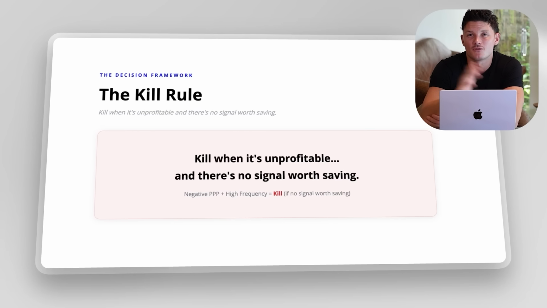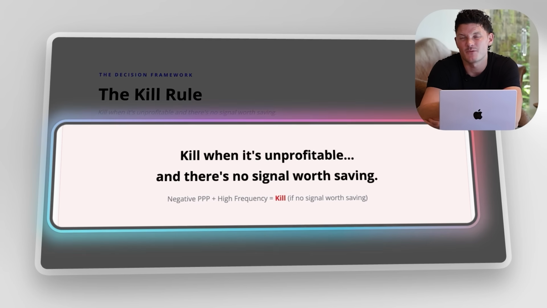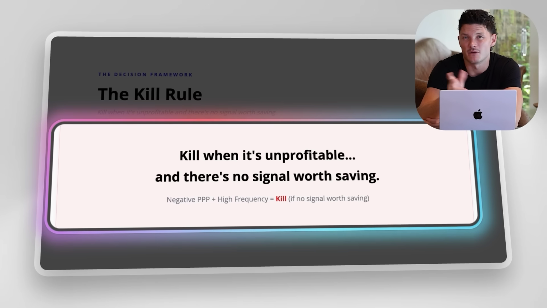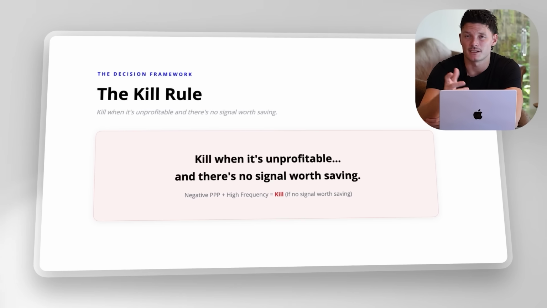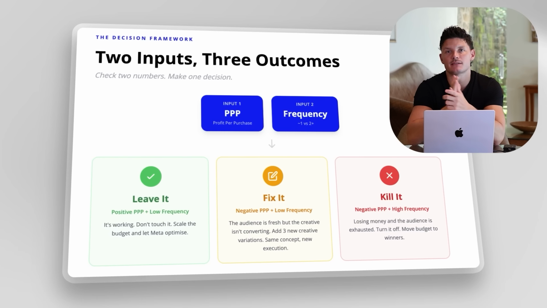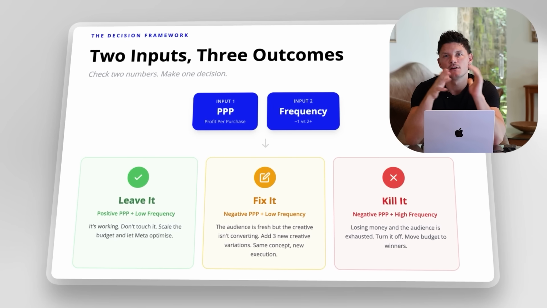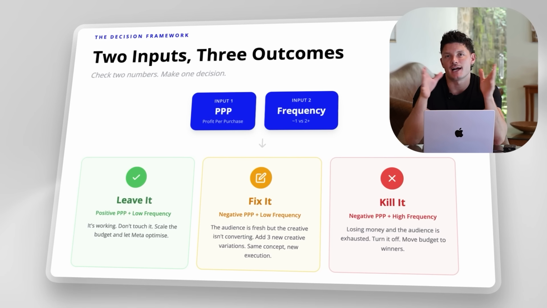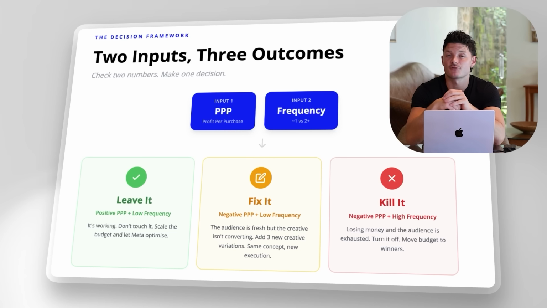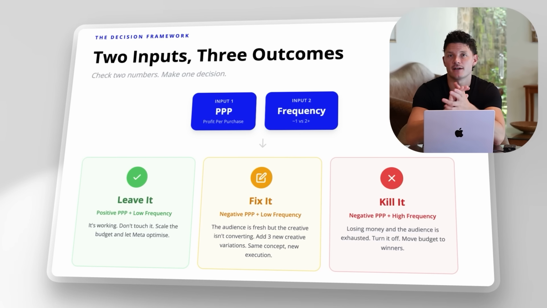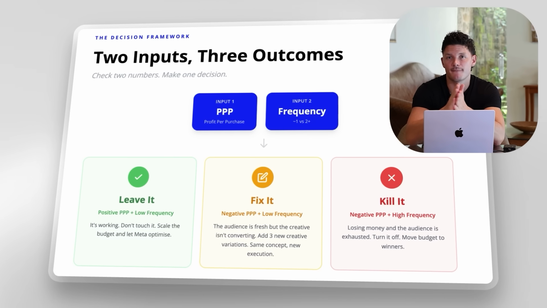I tend to use a rule which is pretty simple. Only kill an ad when two things are true: the economics are bad and the audience is done. Everything else either gets left alone, scaled, or optimized. So the simplest way to remember this model is profit per purchase tells you whether an ad should live. Frequency tells you how much room it has left. Together, they tell you whether to leave it, fix it, or kill it.